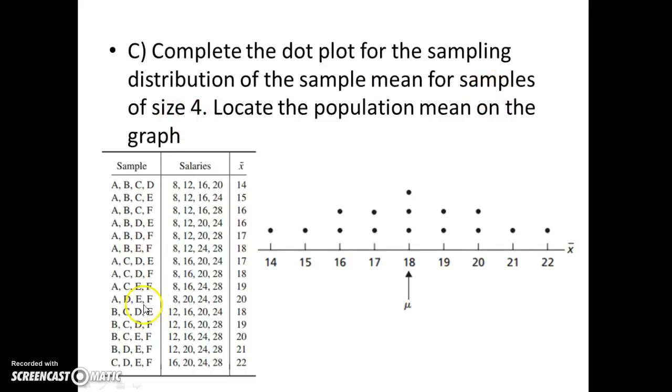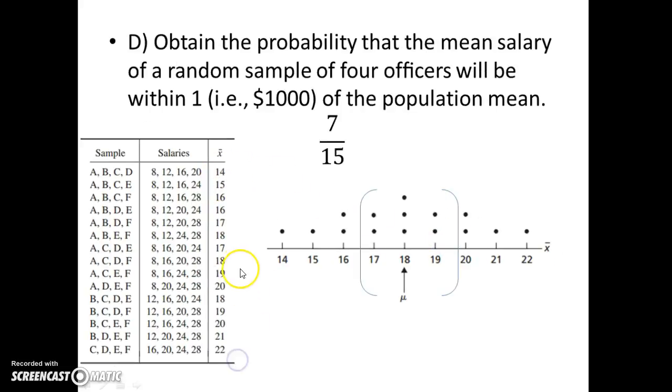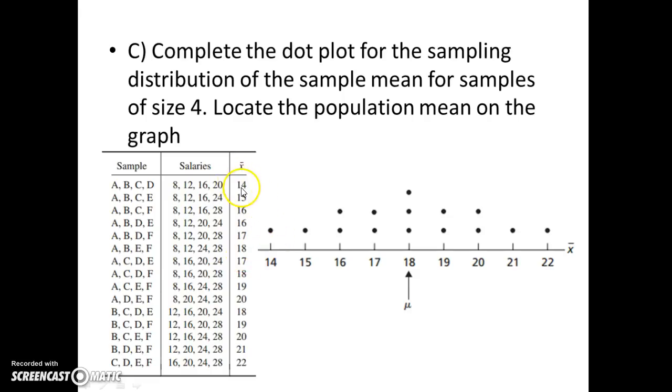So we will use this table. Look at the population mean. The population mean we found was 18. So this is how we show 18. And for the plots, we look over here. How many 14s do I see? I only see 1 14, so I put 1 dot.